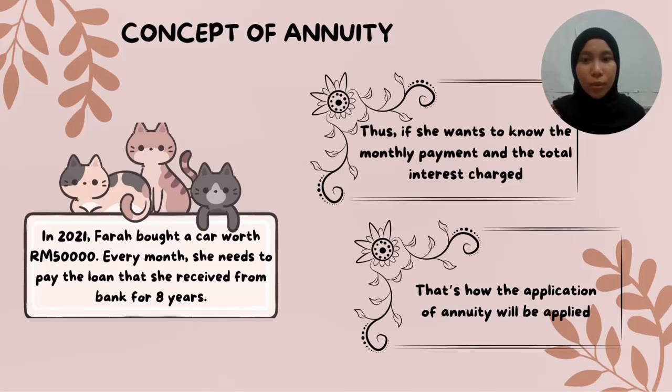In 2021, Farah bought a car worth 50,000 ringgit. Every month she needs to pay the loan that she received from the bank for 8 years. Thus, she wants to know the monthly payment and the total interest charged. So that's how the application of annuity will be applied.